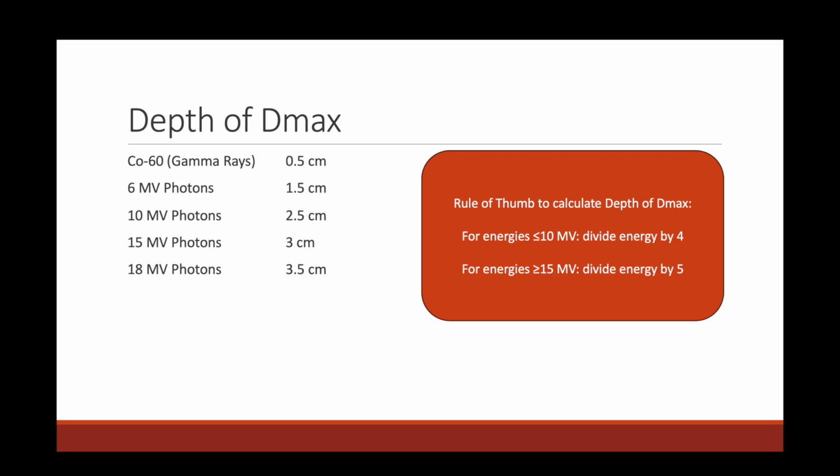For cobalt-60 machines, so gamma rays now, the 6, 10, 15, and 18 MV photons we're talking about are X-rays. The cobalt-60 gives off gamma rays. The depth of Dmax for that is 0.5 centimeters. I just remember it has an even lower energy than 6 MV photons, and so it's 0.5 centimeters. But then I remember that quick rule of thumb: up to 10, divide by 4; 15 or more, divide by 5. That quick rule of thumb to determine the depth of Dmax.